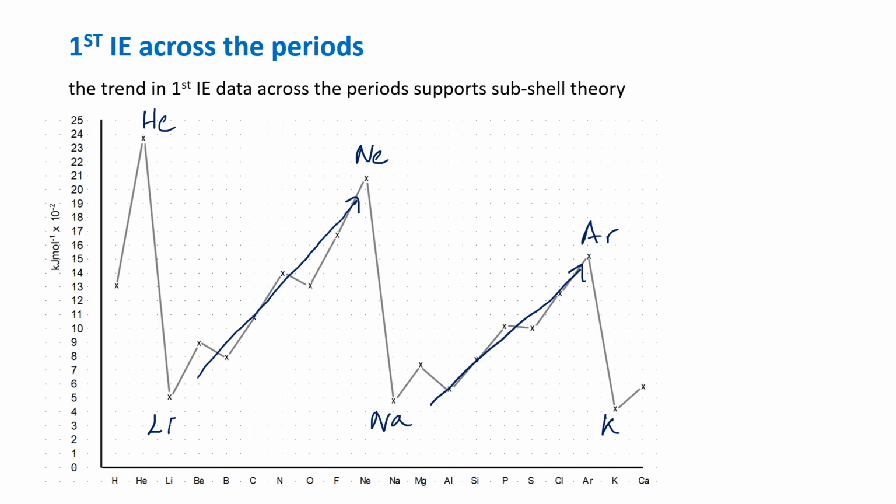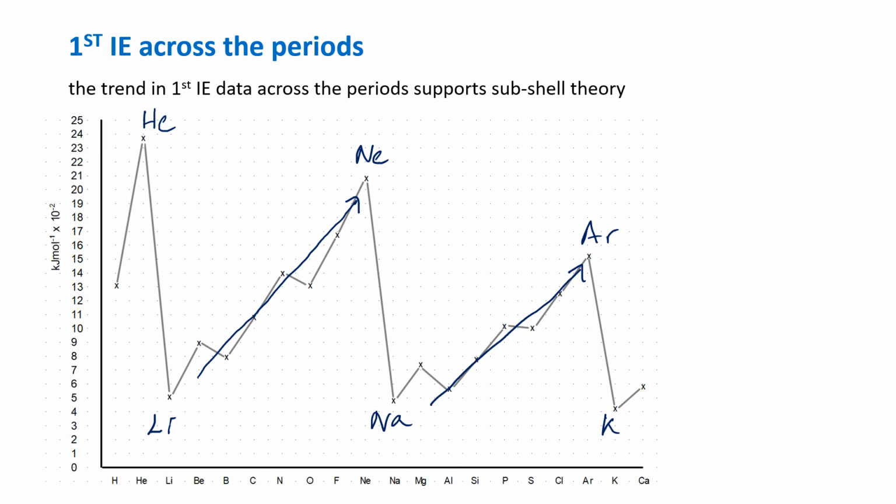So as we go from group 1 to group 0, there's an increase in first ionization energy, and that is repeated in all the periods. Could you pause the video and, using the ideas of atomic radius, shielding and nuclear charge, come up with an explanation for that general trend? Pause and come back when you are ready.